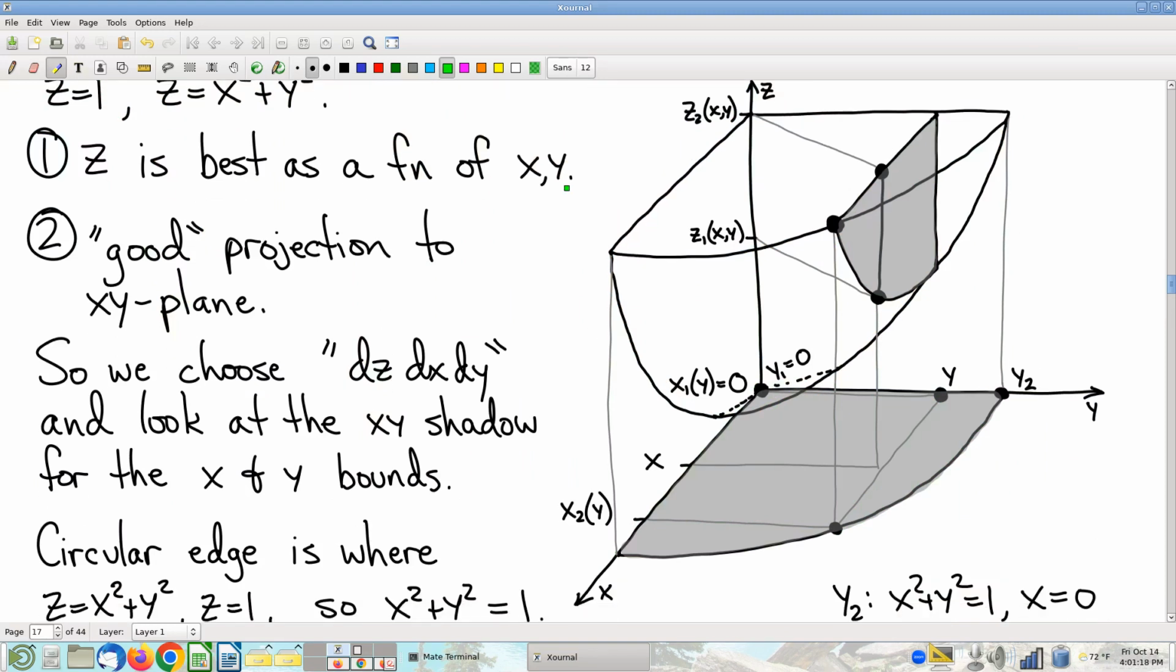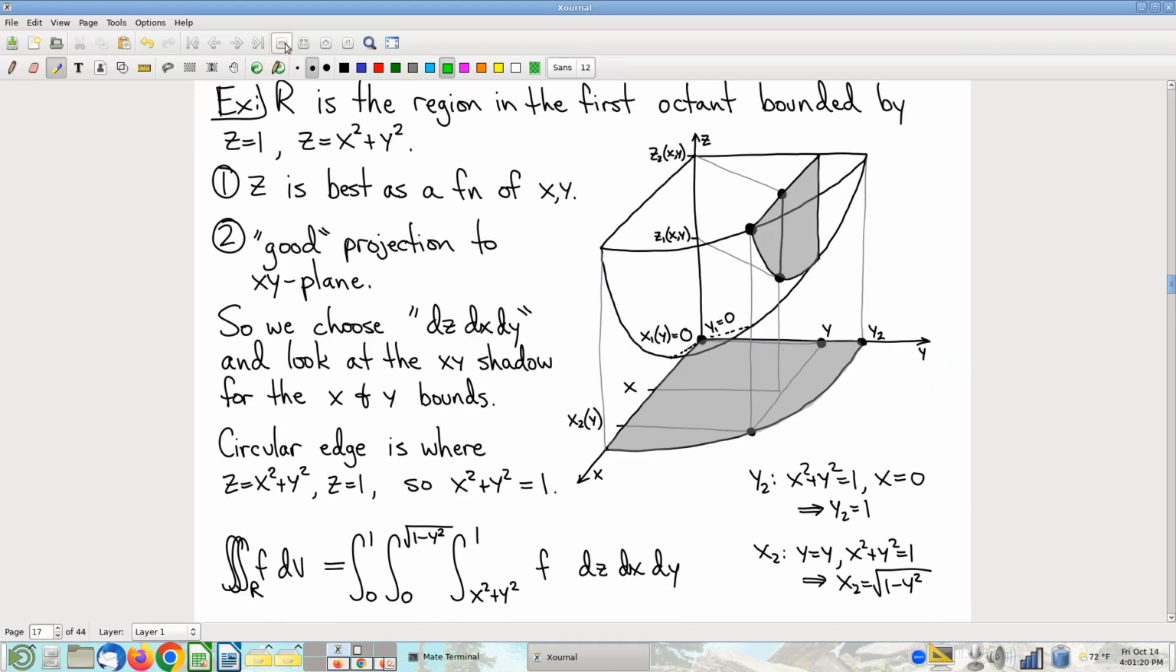Let's talk about what the starting and ending values of y are. Y goes that way. There's my first y slice. There's a representative y slice. There's my last y slice.